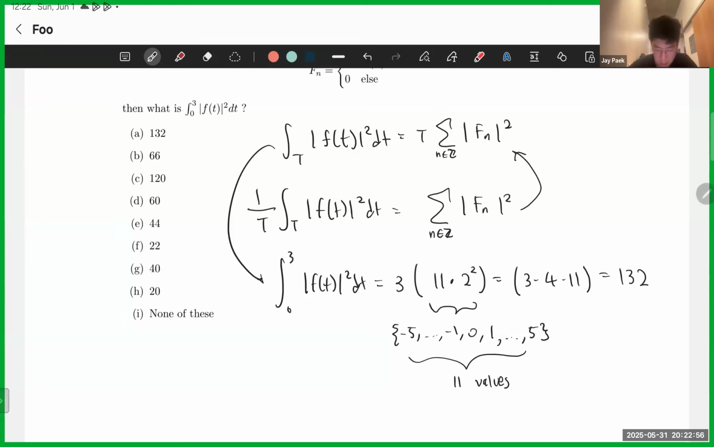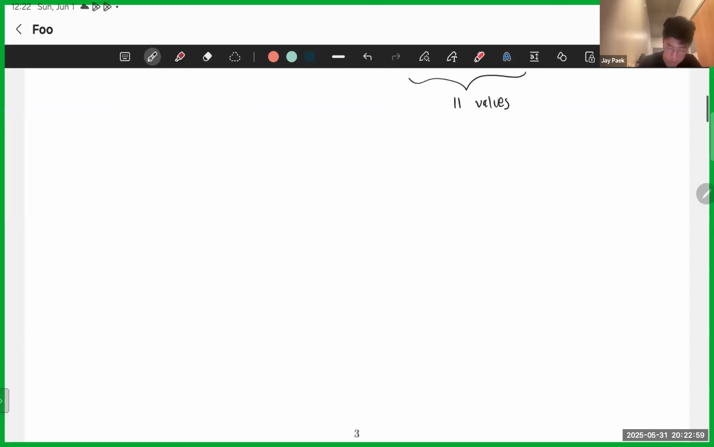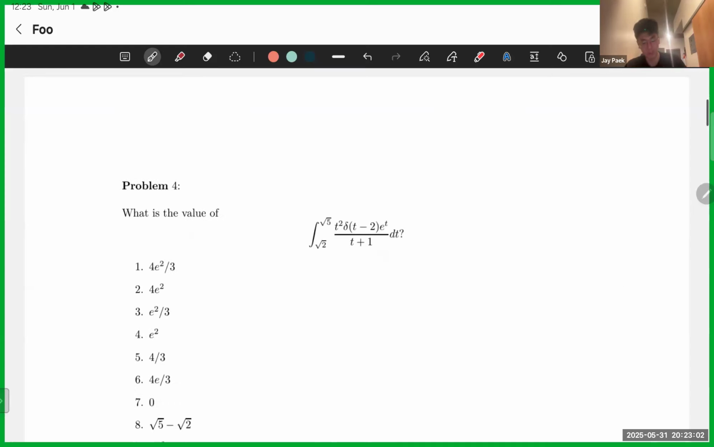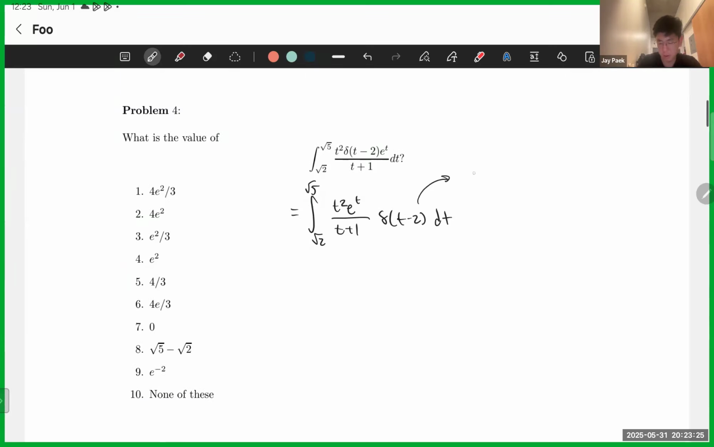Okay, which is exactly why we would do this and we get 132. Boom. Next question. Again, please feel free to ask questions. What is the value of this integral? Well, directly from what we know about delta functions, let me reorganize this function so that it's easier to digest. We have t squared e to the t plus 1, and this delta function is located at 2, which clearly falls in between square root of 2 and square root of 5.